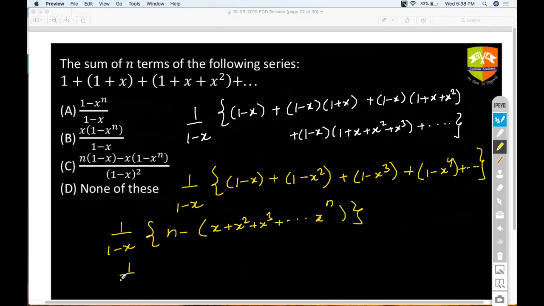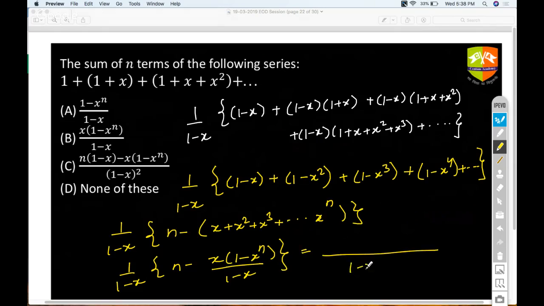Okay. Which again is a GP. Okay, so this gives you the result like this. Let's take the LCM of 1 minus x inside, so it becomes 1 minus x square and 1 minus x times 1 minus x to the power n. So option number C is the right option in this case.